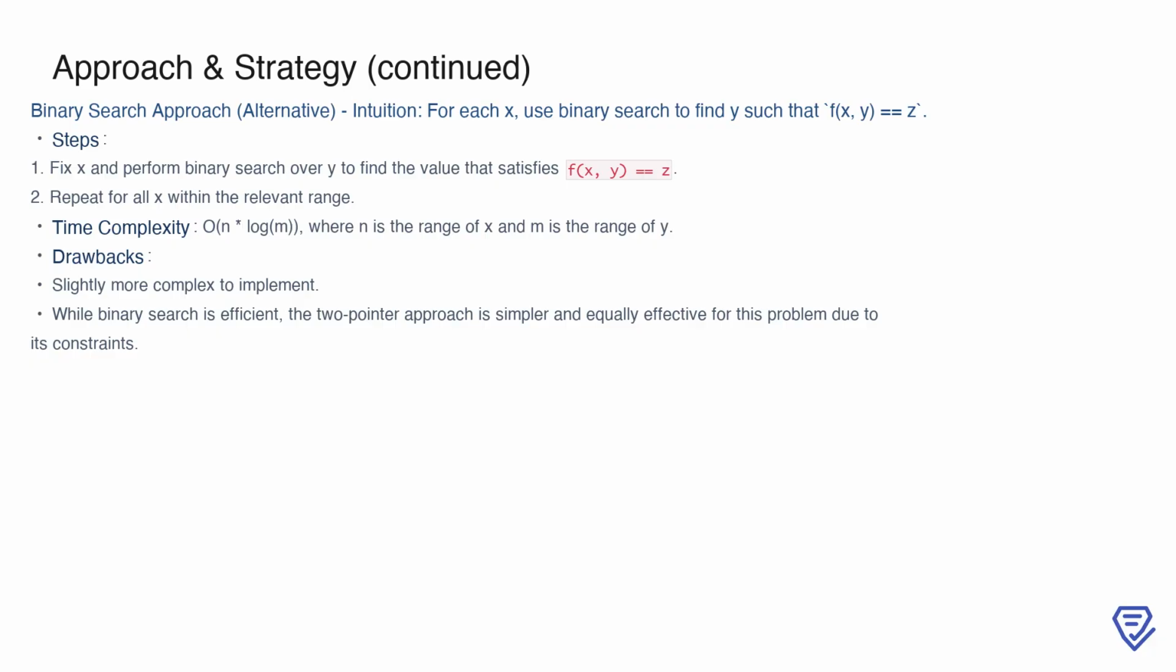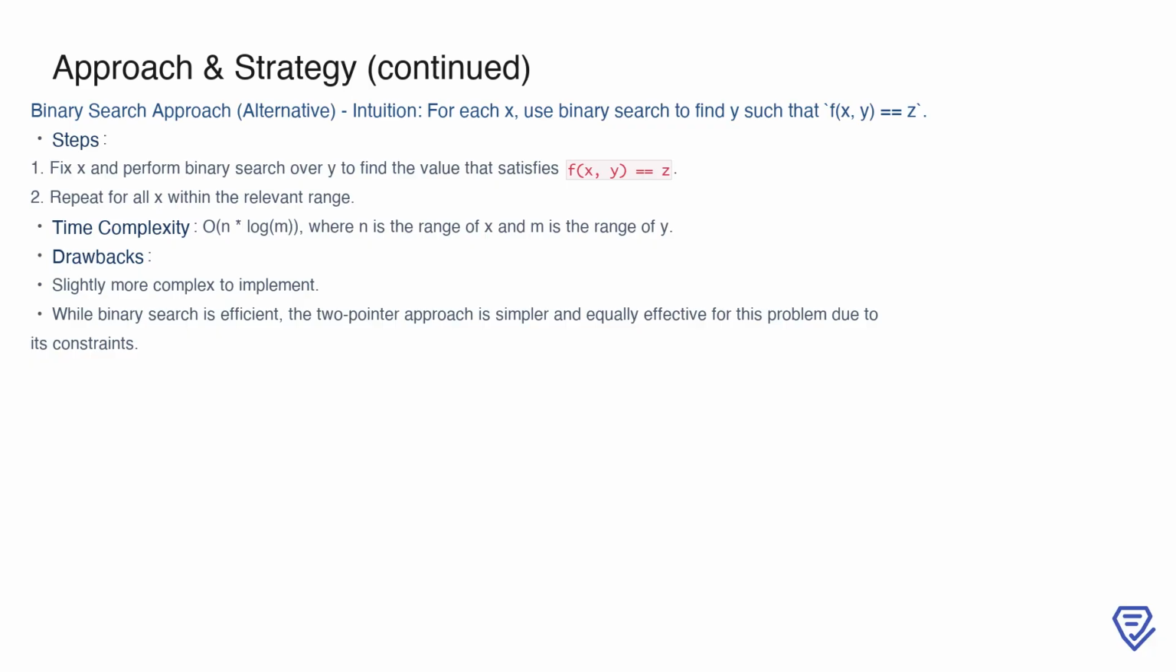The steps are as follows. For each x within the relevant range, we perform a binary search over y to locate the value that satisfies the condition. This approach has a time complexity of O(n * log m), where n is the range of x and m is the range of y. While binary search is efficient and reduces the number of iterations over y for each x, it introduces a bit more complexity in implementation. Furthermore, given the constraints of the problem, the two-pointer approach achieves a similar level of efficiency while being simpler to implement.